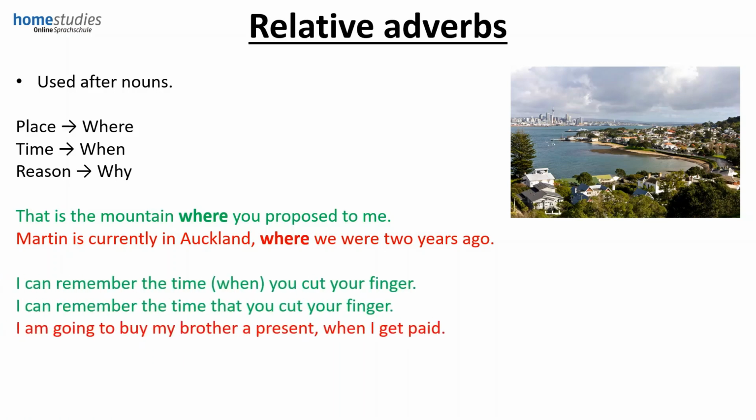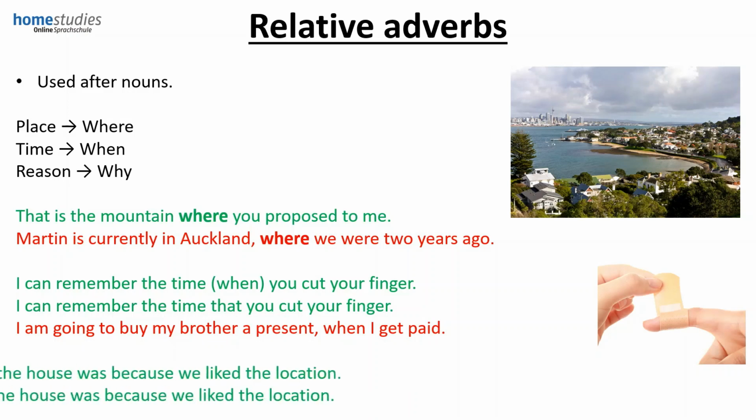Compare those to the next ones. I can remember the time when you cut your finger. Or I can remember the time that you cut your finger. So in this case, with when, we can either omit the when altogether, so we can say, I can remember the time you cut your finger, or we can replace it with that. I can remember the time that you cut your finger. Okay. However, with the next sentence, we have to use the when. I'm going to buy my brother a present when I get paid. So this is a non-defining relative clause. We have to keep the when.